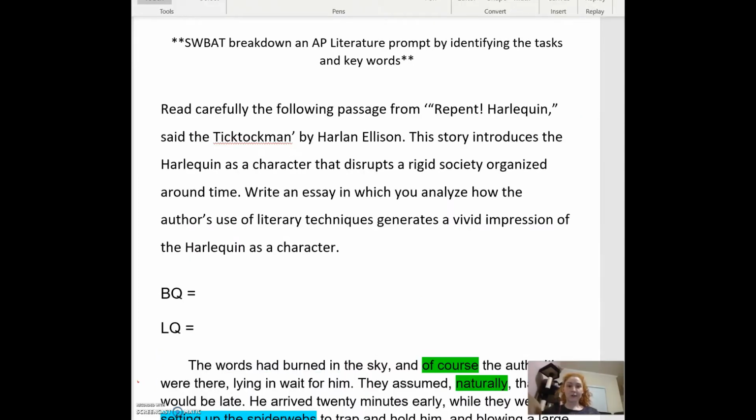Today's lesson is a quick refresher on how to break down AP Literature test prompts into identifying the tasks and finding the keywords that you need to remember so that you can create a high-quality thesis and a high-quality essay.